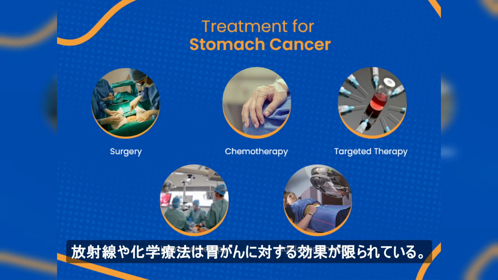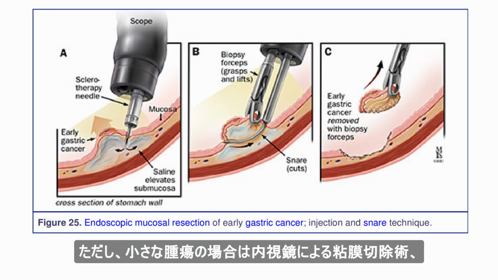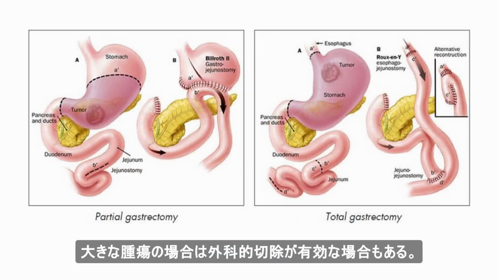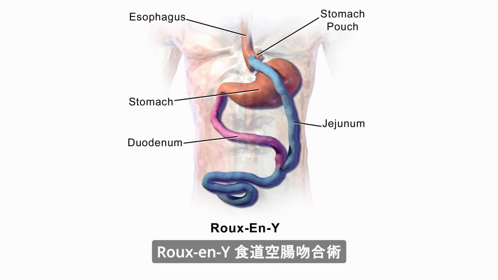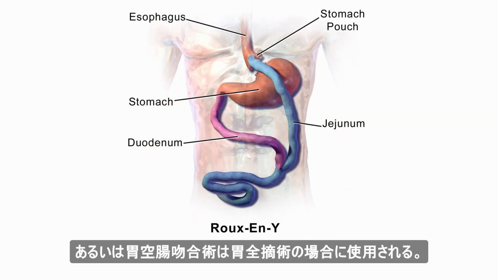Radiation or chemotherapy alone have limited effectiveness against stomach cancer. However, endoscopic mucosal resection for small tumors or surgical resection for larger tumors are effective in some cases. Billroth-2 gastrojejunostomy can be performed when only part of the stomach is removed, while Roux-en-Y esophagojejunostomy or gastrojejunostomy is used in the case of total gastrectomy.